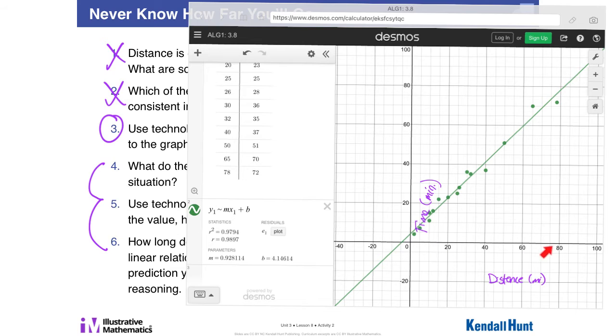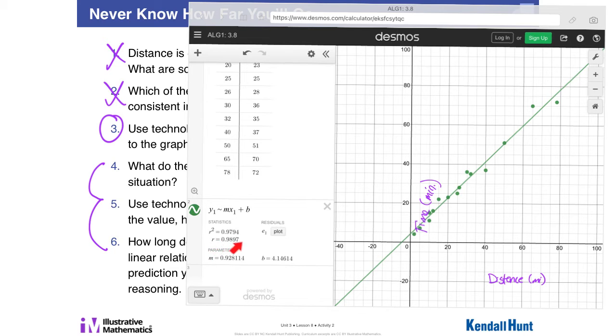The x-axis is measuring distance, the y-axis is measuring time. So the slope of 0.93 means that for every extra mile, she's going to be adding on 0.93 minutes, so a little less than a minute for every mile. The y-intercept of 4.14 right here just means that if she goes 0 miles, it's going to take her 4 minutes to do that, which sounds weird, but you think about the time it takes you to get in the car, get everything situated, get going, that's about your 4 minutes.